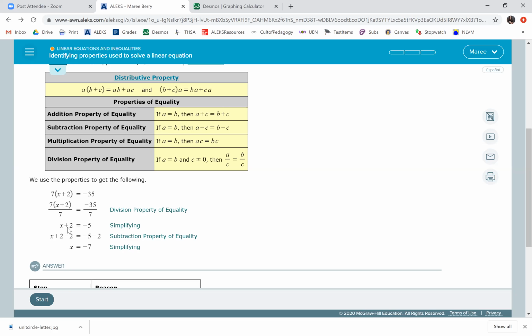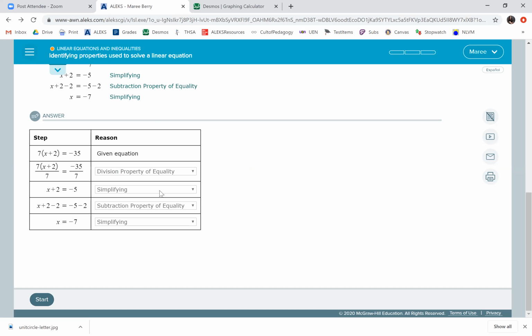Then you have to subtract two. So just put property of equality after the word subtract. So subtraction property of equality, and then simplify. And so you would put those steps in. This is super awesome. Okay, so let's look at what we have here.